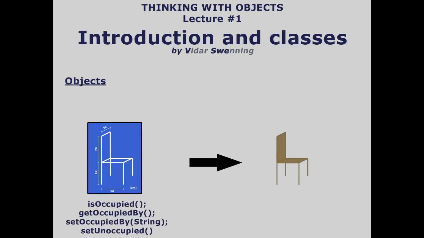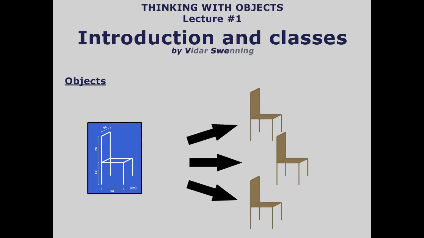There you go. We have isOccupied, getOccupiedBy, setOccupiedBy, and setUnoccupied, and these are different methods that are specified in the blueprint. And since they are specified there in the blueprint, we can use them with the actual chair. Of course, the blueprint can't be occupied, so we can't use isOccupied on the blueprint itself, on the class itself, but on the object, the chair that we created, we can ask it if it's occupied, we can ask it who's occupying it, and so on. And of course, if we have an office, we want to have multiple chairs, and if we have a blueprint on how we can create one chair, there's nothing wrong with just creating multiple versions of that blueprint.